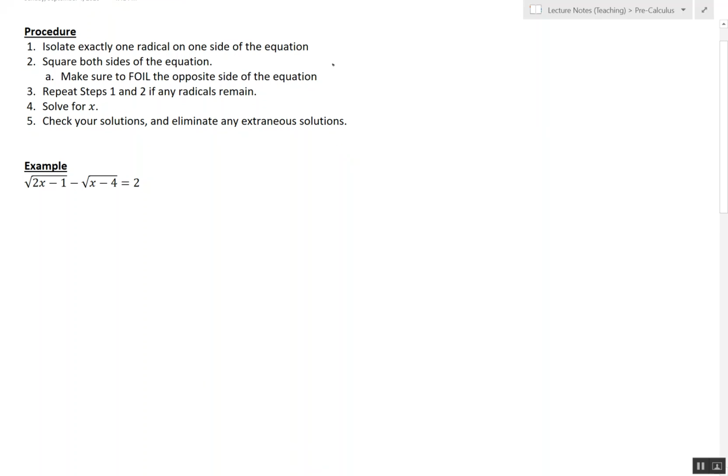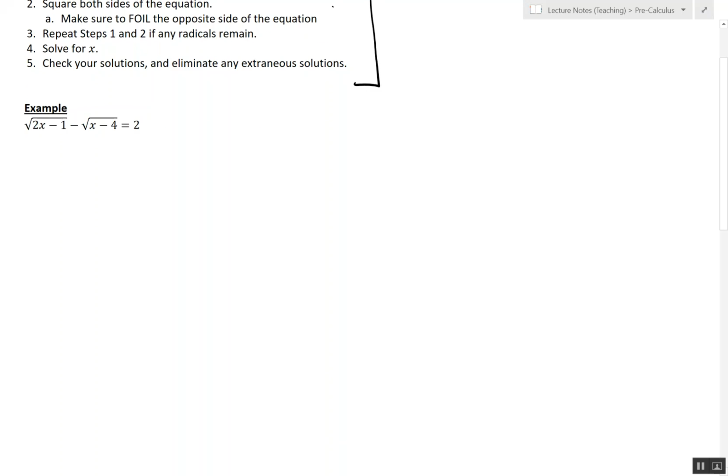So we do have a procedure here, and basically what it all amounts to is that you just isolate a radical one at a time, square both sides of the equation. If you have more radicals, isolate one of them, square both sides of the equation, and repeat it until you get all the radicals gone.